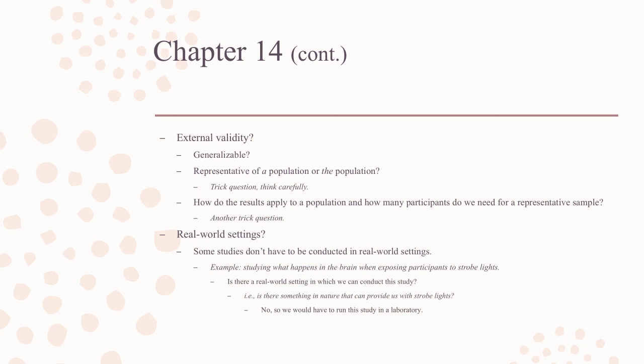So is this a real-world setting? Is there something in nature that can provide us with strobe lights? Like the sun can't flicker for us in a 30-second time span to see if it'll induce a seizure in a participant with epilepsy. So the answer to that is no, and that is why we'd have to conduct a study like this in a laboratory versus in a real-world setting. This is an artificial setting that has real-world applications, so keep that in mind.